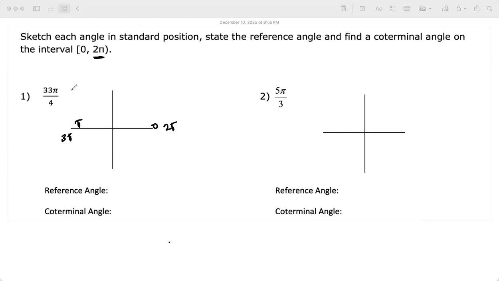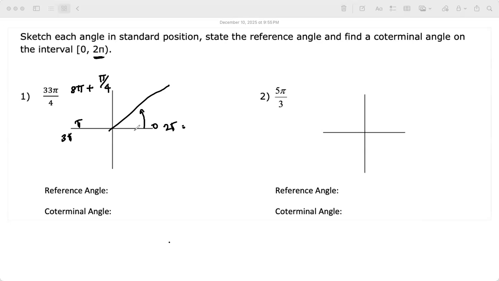So here, how many pi's are there basically? 4 4s are 16, 4 5s, 6, 7, 8. 8 pi. See, this is 8 pi. Basically, there is 8 pi. And then pi by 4, right? So what is the reference angle here? See, 8 pi means it comes here and then they go pi by 4 up.